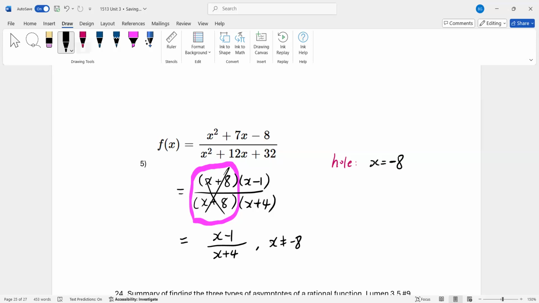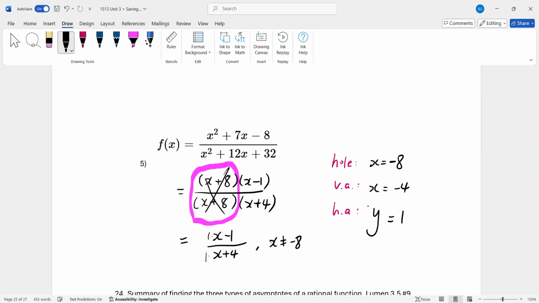And the vertical asymptote, x equals negative 4, right? Because negative 4 is the zero of the bottom. And the horizontal asymptote, because the numerator and denominator both have degree 1, the horizontal asymptote would be the quotient of the two leading coefficients. Leading coefficient on the top is 1, bottom is also 1, so y equals 1.